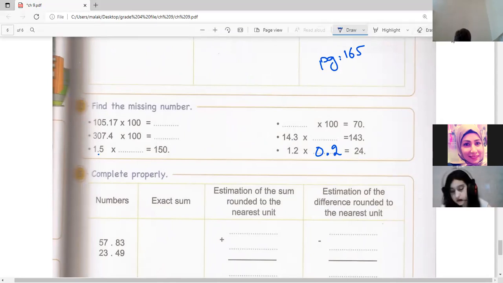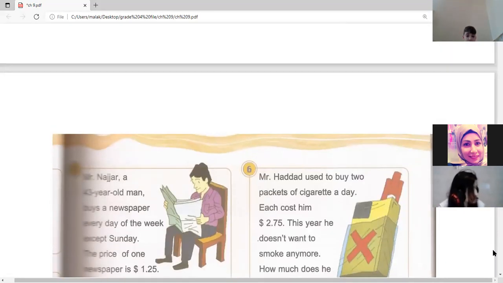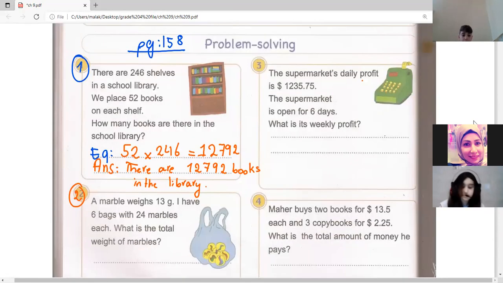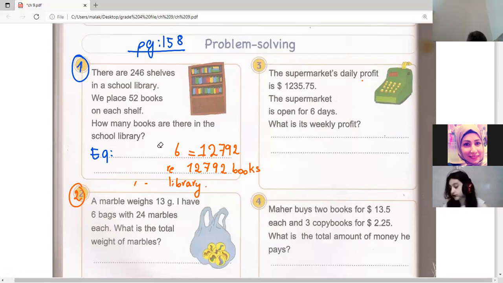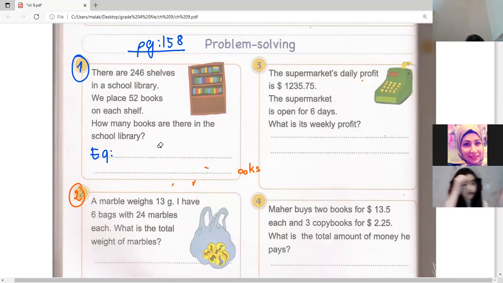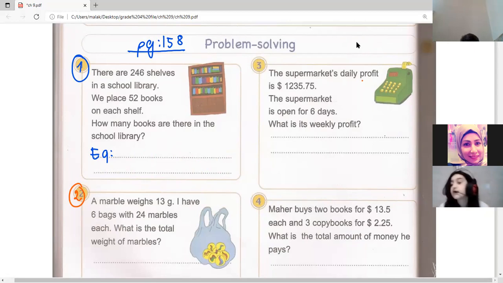Now let's go back to page 158. Let's do problems. Miss, which page? Page 158. Now Jawad Al-Husseini. Read problem 1, page 158.